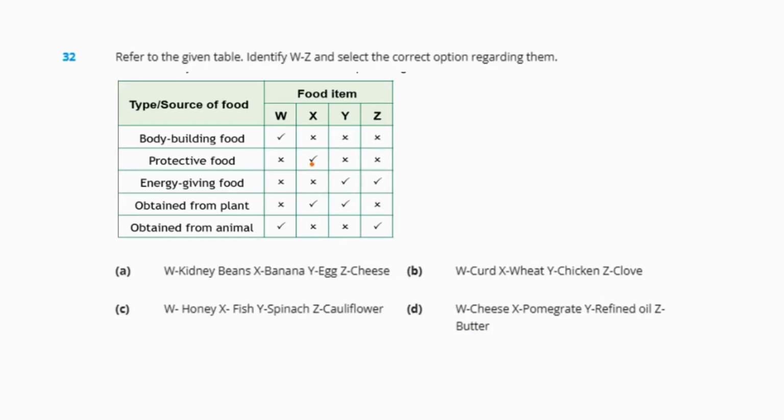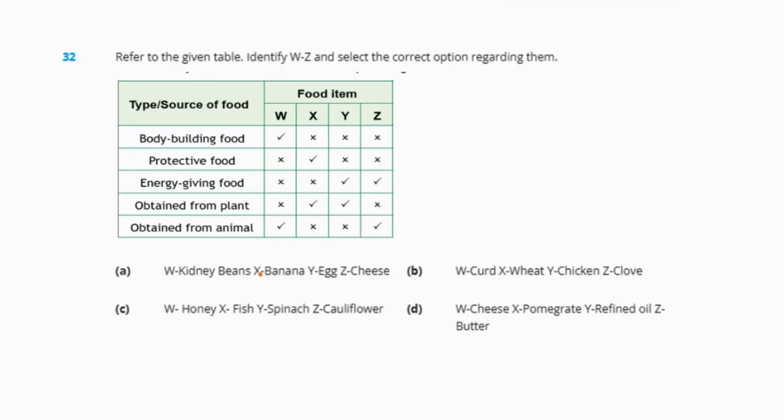Now, X, here you can see, is a protective food, right? Protective food means it is obtained from plants. It could be a fruit or vegetable like that, right? Now, Y is an energy giving food and it is obtained from plants. So that can be any energy giving food, and Z is also an energy giving food that is obtained from animals, right? Yes. So that can be butter. So out of these options we can check.